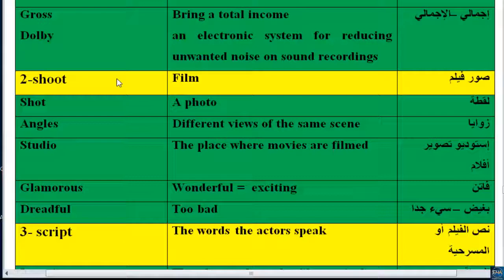Exercise number 2. Shoot: to film. Shot: a photo. Angles: different views of the same scene. Studio: the place where movies are filmed. Glamorous: wonderful, exciting.